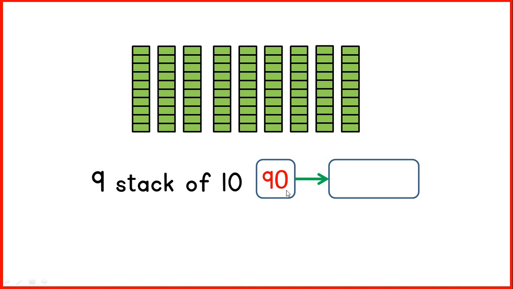Okay, 90. And how do we write 90 in number name? First you write 9, N-I-N-E, 9. Then add T-Y, it becomes 90. Okay, it becomes N-I-N-E-T-Y, 90.